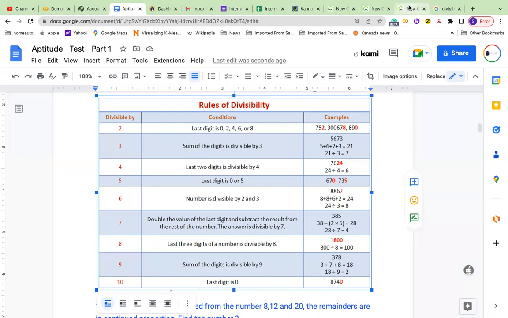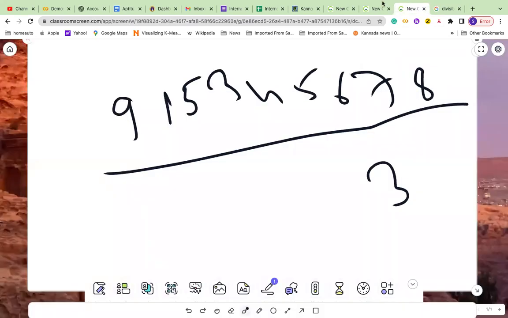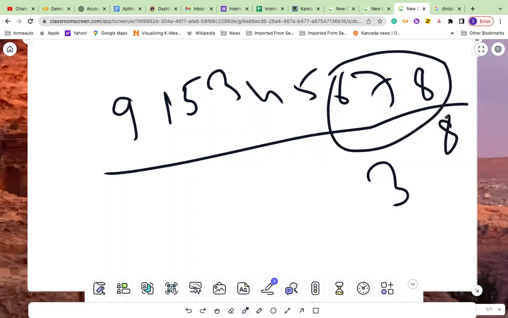Got it? What you should be calculating is the sum of these digits. The last 3 digits are used for divisibility by 8, but not for 3. So for 3, I should add all these digits. How should I add them? See, 9 you can remove because 9 is divisible.